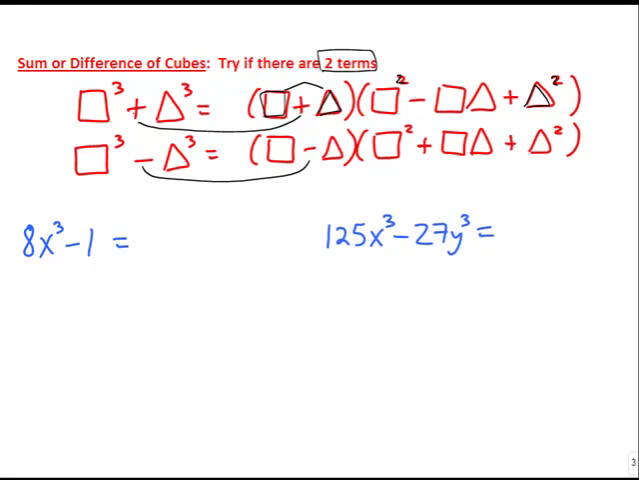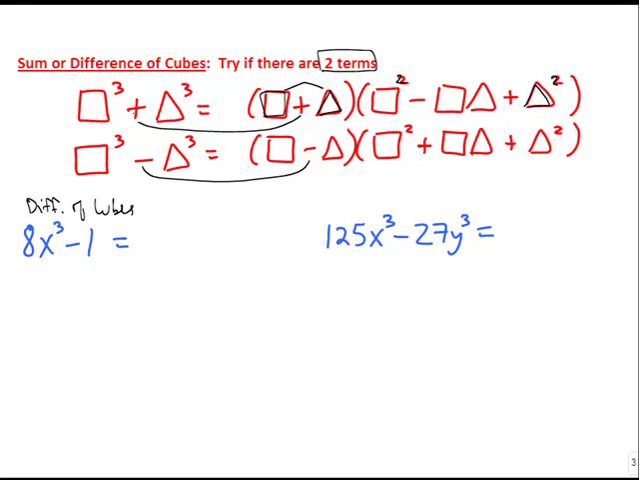So let's see how this pattern applies. When we look at this next example, I have two terms. There is subtraction, but 8x cubed is not a perfect square, so that's why a difference of squares won't work. 8 is a perfect cube, though. It's 2 cubed, 2 times 2 times 2. So we have 8x cubed, a perfect cube. 1 is also a perfect cube, so this is a difference of cubes.